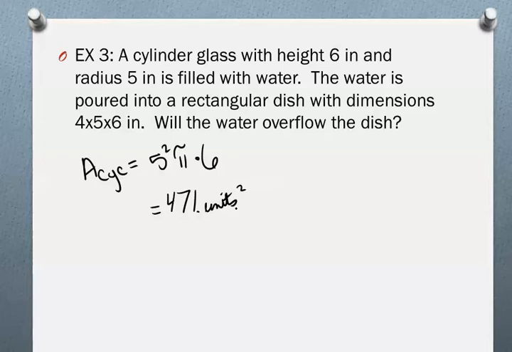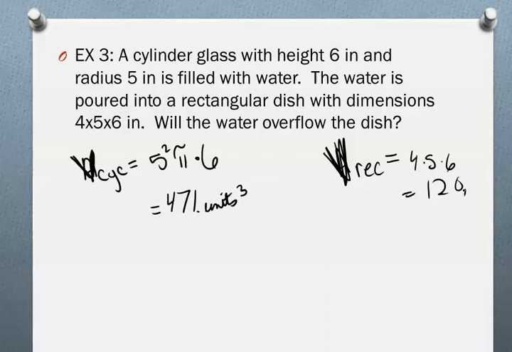The next one is just a rectangular dish. So this is base times height times length. I'm sorry, this should be volume, not area. And that is simply 4 by 5 by 6, which gives you 120 units. This should be cubed. And if we compare those, you can obviously see that the glass, if poured into the rectangular dish, would definitely overflow.